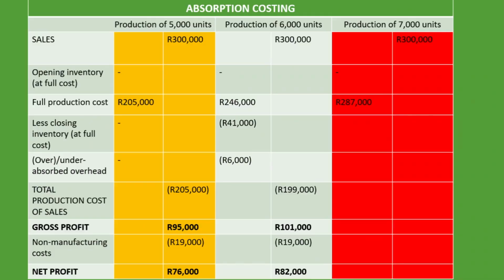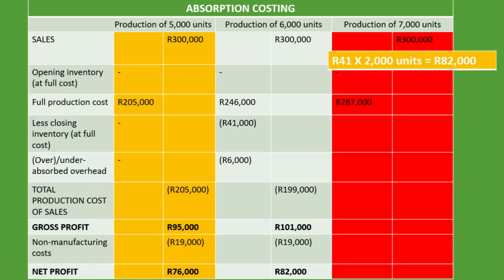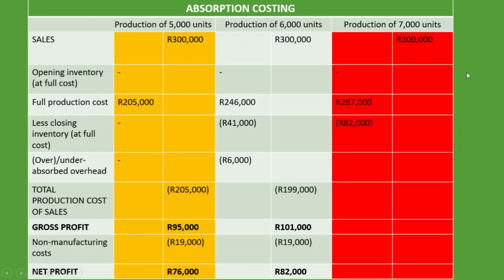And then we deduct the closing inventory. Remember, we only sold 5,000 units, but we produced 7,000 units. That means our closing inventory is 2,000 units at full production cost. So we take 41 rand per unit full production cost times the 2,000 units left in stock, and we have 82,000 rand. So we put that in brackets, 82,000 rand.